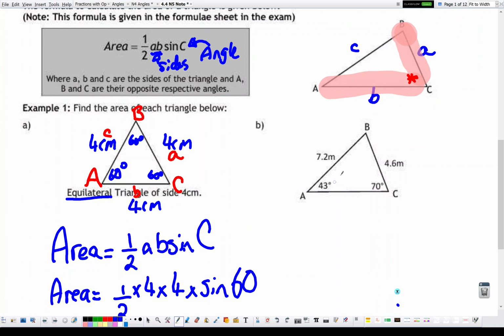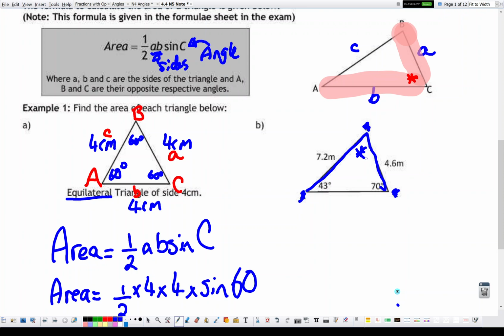Now, regardless of what these are labelled, I'm actually going to scribble them out, and I don't want you to write the labels because we need to change them. So if you've written those labels, just scribble them out. Okay, so what we have to do to be able to use this rule is have the angle in between two side lines. Now, my two side lines that I know are here, the 7.2 and the 4.6, which means I need to find this angle in between them in order to use this area rule.